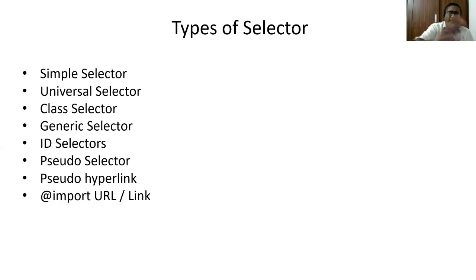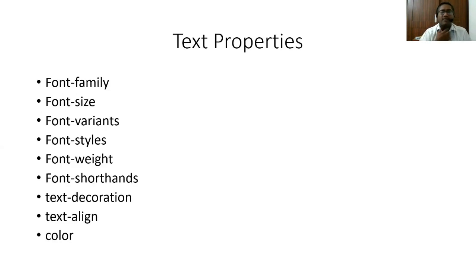If you want to move the mouse before clicking, what color? After clicking, what color? While visiting, what is happening? Sometimes the font will be bigger, etc. Similarly, pseudo hyperlink means a dot, link, colon, whatever we can use. So everything hyperlinked is with your pseudo selector. And the last one, import URL, means external CSS can also be used over here.